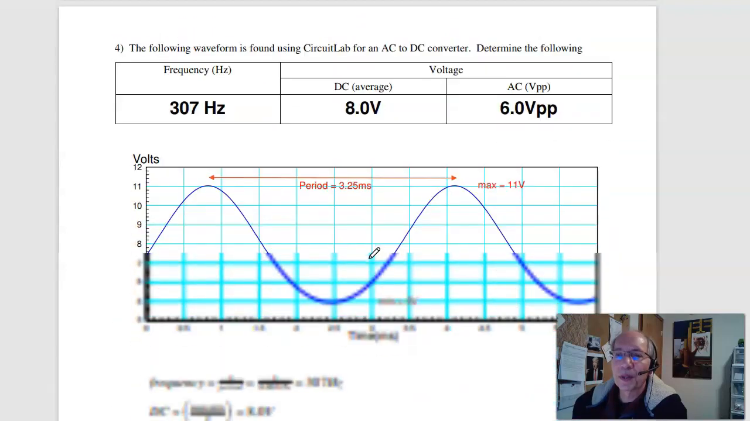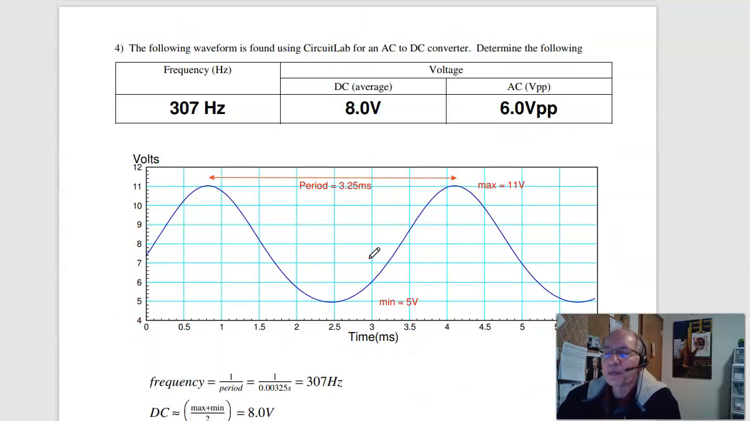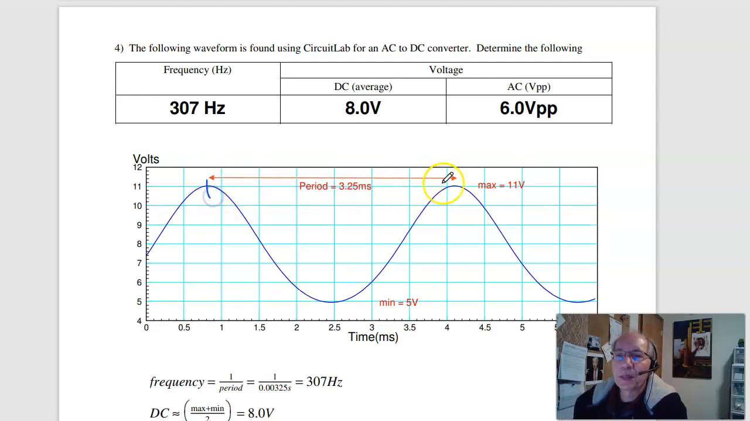Number 4. The frequency is 1 over the period. The period is this distance, 3.25 milliseconds. 1 over that is 307 hertz. The peak is 11. The minimum is 5. The average is 8 volts. So there's your DC level. The difference is your AC level. The difference is 6 volts peak to peak.